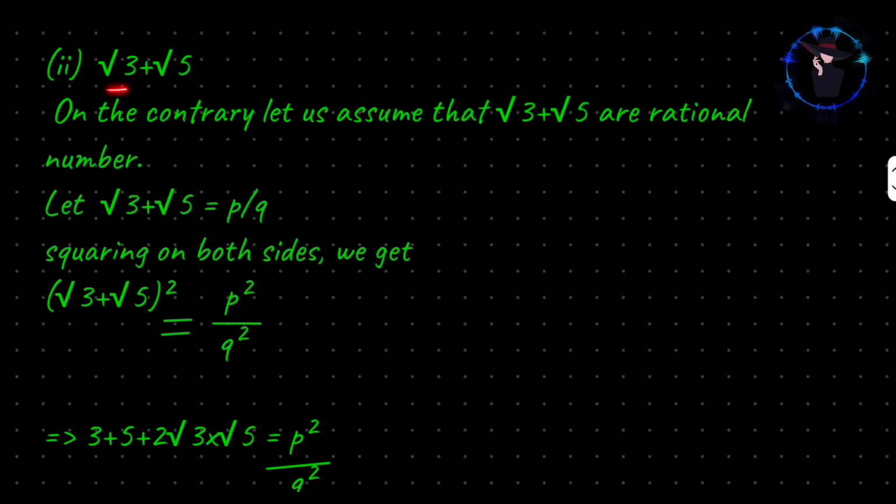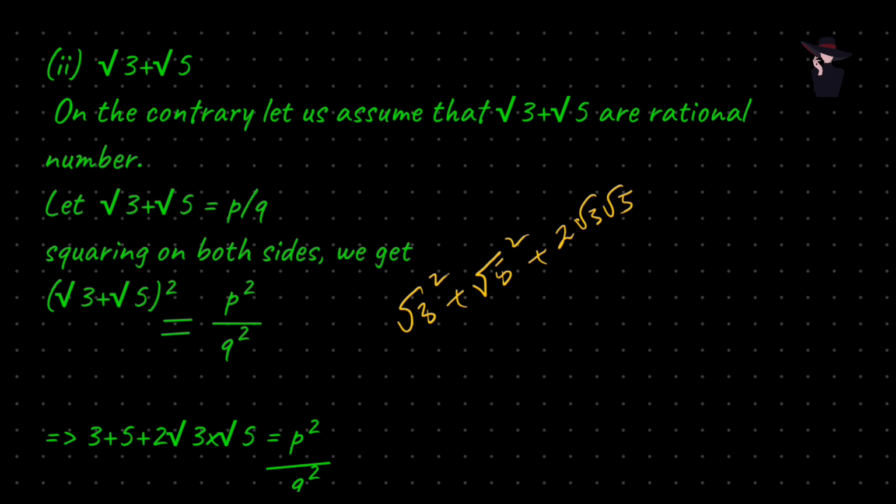Question: root 3 plus root 5. Again, using the same process, considering it as a rational number. If it is rational, it is in the form of p by q. Let's do squaring on both sides. It is in the form of (a plus b) whole square. The formula is a square plus b square plus 2ab. Square and root cancel. 3 plus 5 plus 2 root 3 5s are 15. Right, that is what we got here.